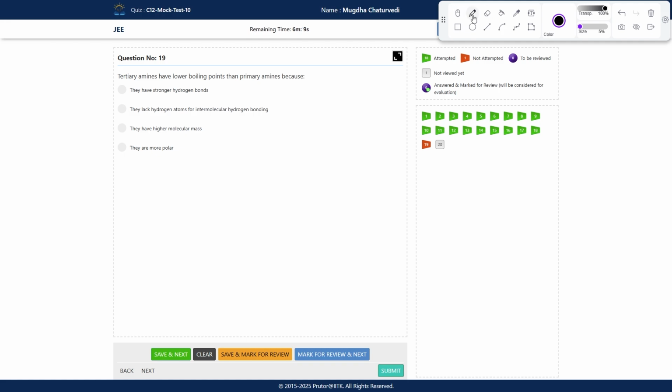Now if we move on to question number 19. It is asked, tertiary amines have lower boiling points than primary amines. Why? If we compare tertiary amines and primary amines, which one has the lower boiling point? If I talk about tertiary amines, here we have 3 alkyl groups and there is no hydrogen available for bonding. And in secondary amines, we have 1 hydrogen available for hydrogen bonding.